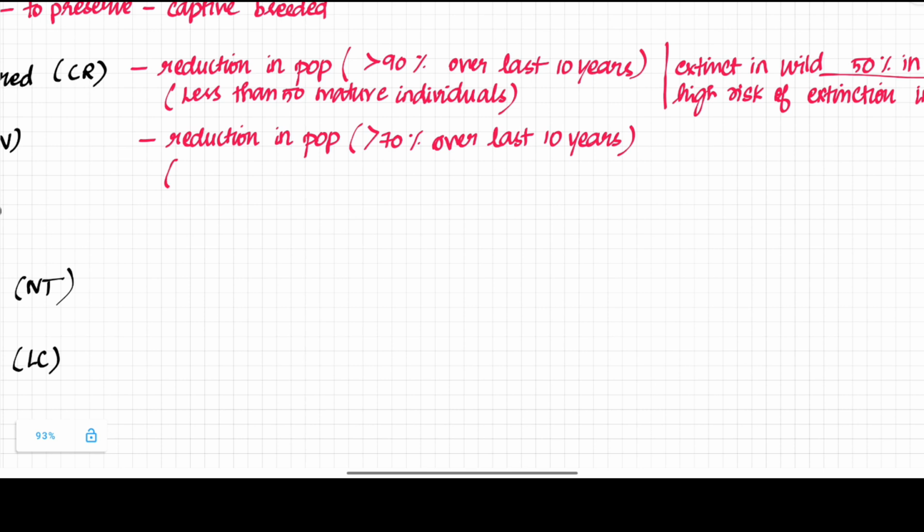And less than 250 mature individuals. We have only 250, right?